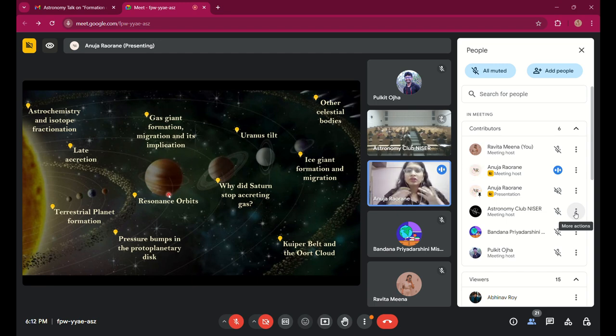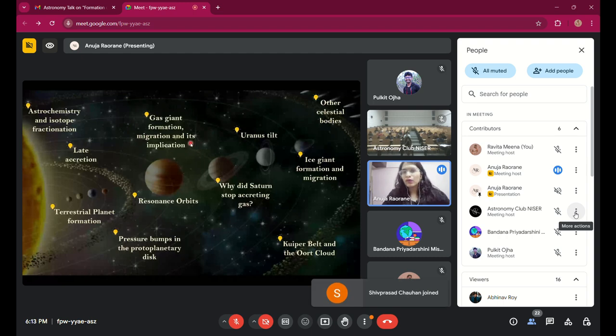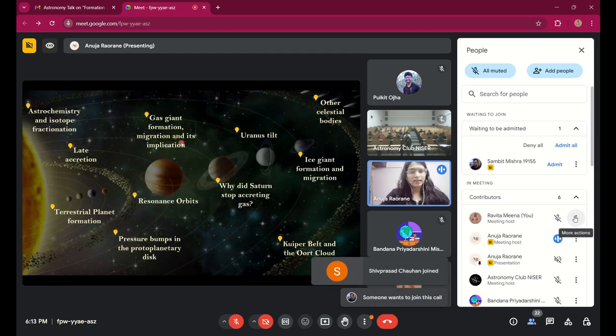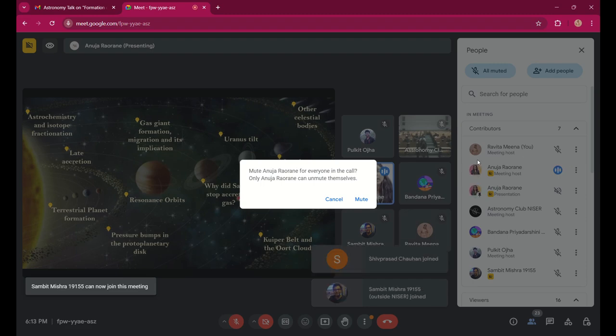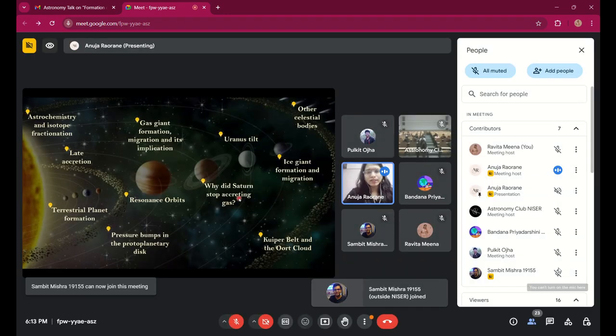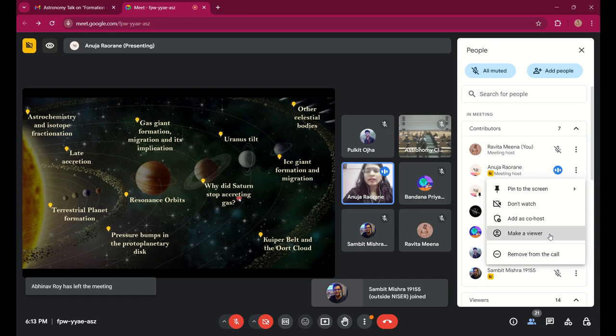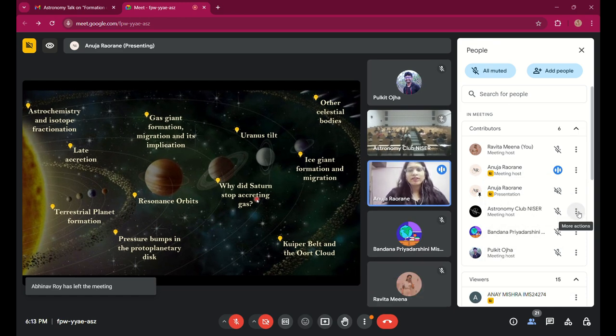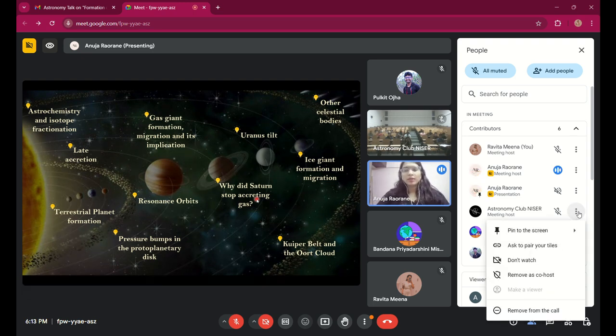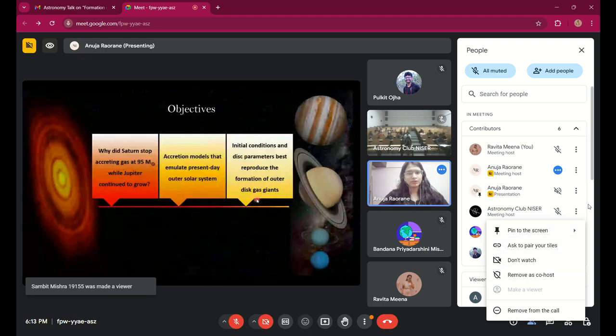So there are so many questions, and out of these, when I started my project, we started with two important questions. That is gas giant formation, how the formation happens, how the planet migrates, and its implications. And another important question was, why did Saturn stop accreting gas? So far, we had a lot of studies that talk about Jupiter, but we didn't really have a lot of studies that talk about Saturn. And hence, we concentrated on Saturn. But later for the paper, we went into a general gas giant formation direction.